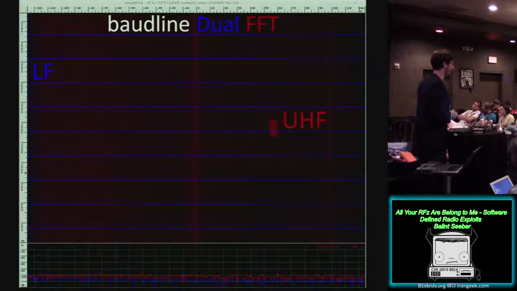Now, the cool thing is that with software-defined radio, you can actually look at both these links simultaneously and see how they line up in time. So in this case, I'm running Baudline, but with 2 radio inputs, and it's actually putting both frequency domains in different colors on top of one another.